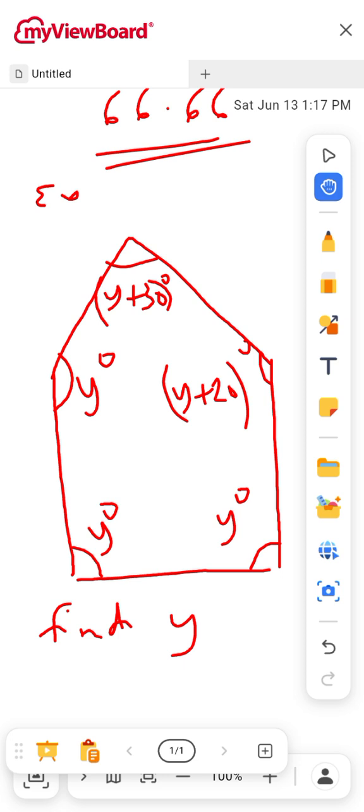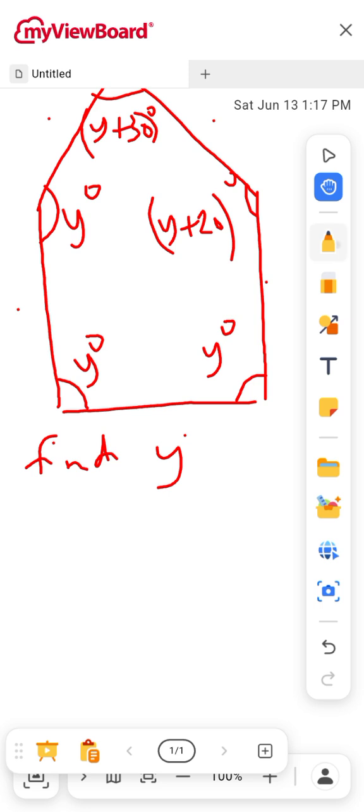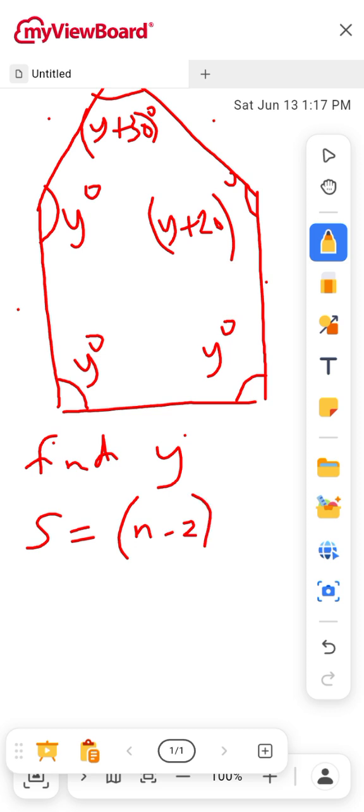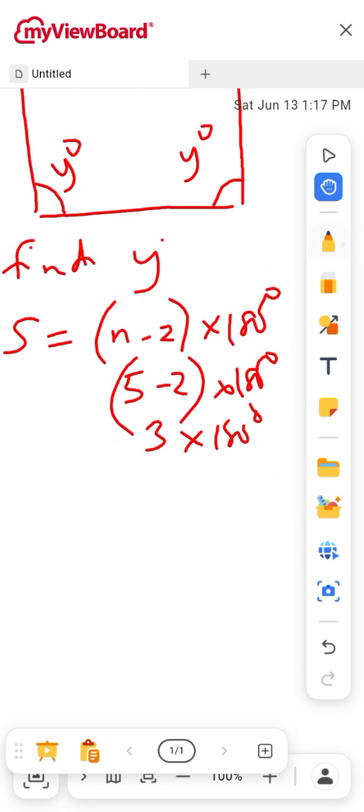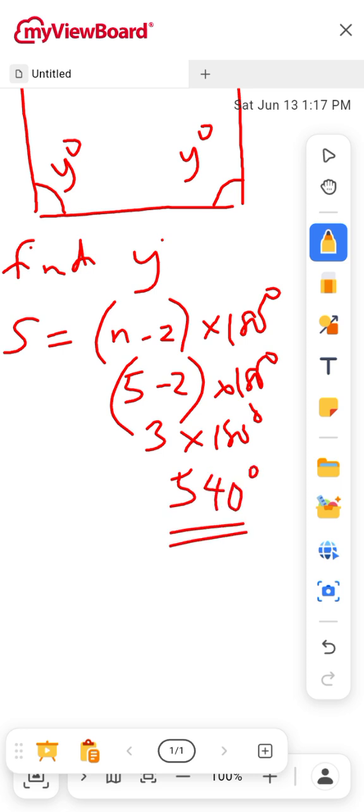So the very first thing you are going to do is to count how many sides that you have. So let us count the sides. 1, 2, 3, 4, 5. This is a 5-sided polygon. So if you don't know what the sum of angle is, you can quickly use a formula. Sum of interior angles, n minus 2 times 180 degrees. So since it's 5 minus 2 multiplied by 180, that is 3 multiplied by 180 degrees. And that will give us 540 degrees. That means that the sum of angle here is 540.